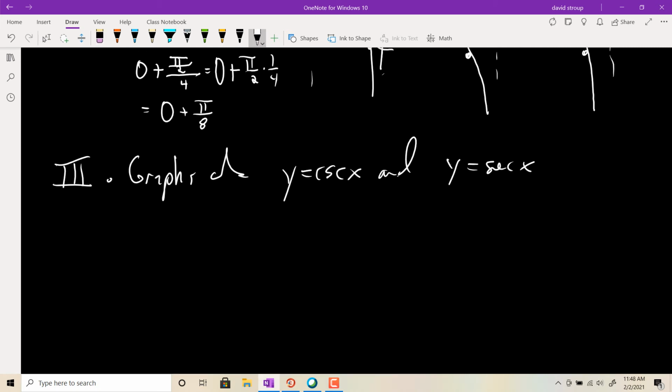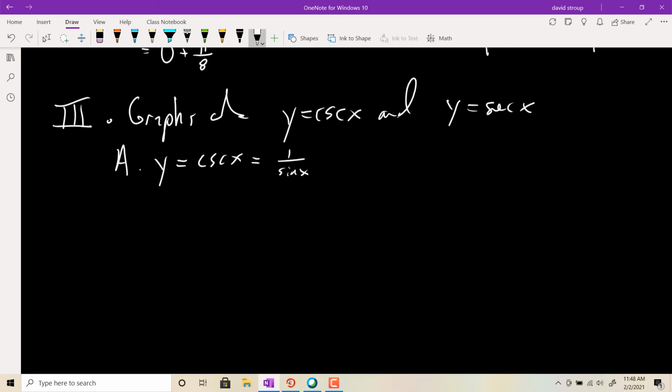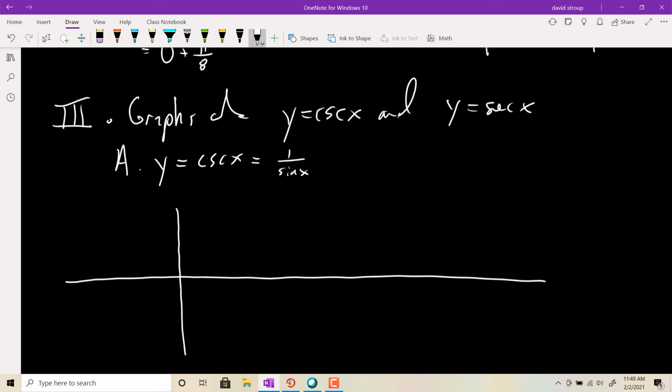Okay, so this time I'm going to approach it a little bit differently. If you remember, what is cosecant? Cosecant is really 1 over sine. So we know there's some sort of relationship between cosecant and sine, and the graph reflects that. So what's going to happen is basically just graph sine of x, right?